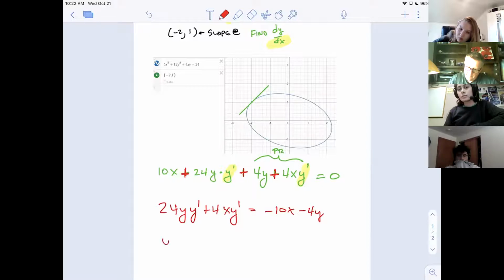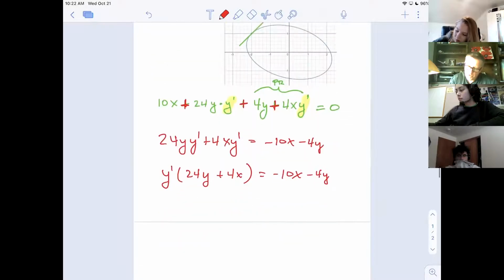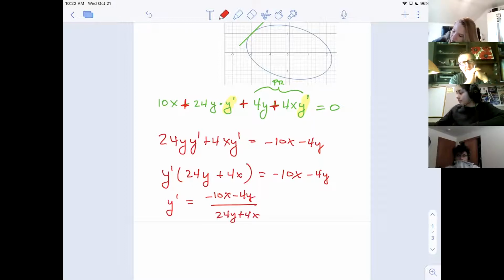And now I can factor y prime out, or as I like to say, just undo the distributive property. That would leave 24y and 4x behind. The other side is unchanged. And then I have y prime times junk, so to get rid of it, you do the opposite of multiply, which is divide. So again, I think this is the way you should feel on a test. I think I'm right.